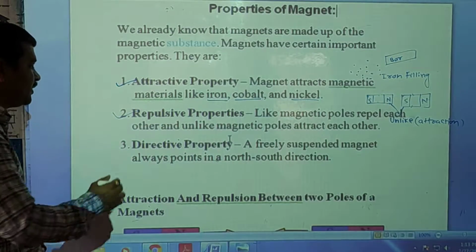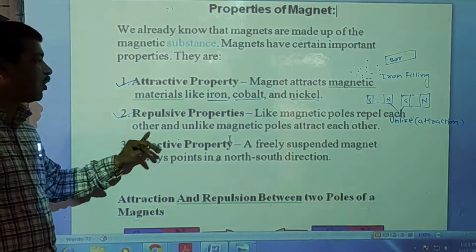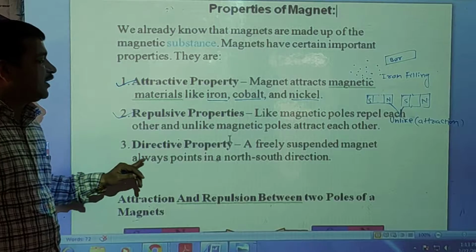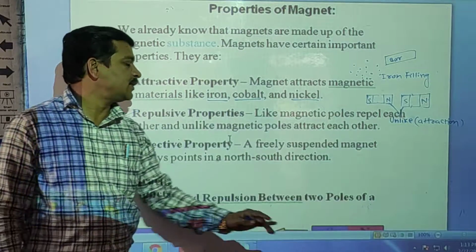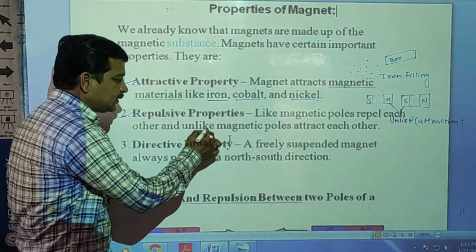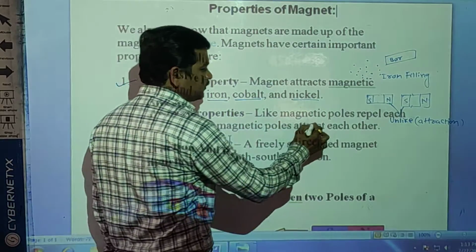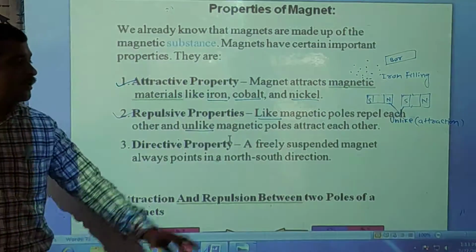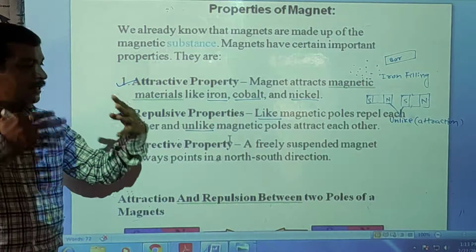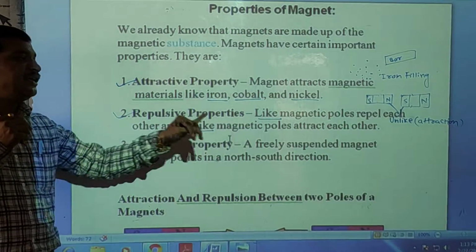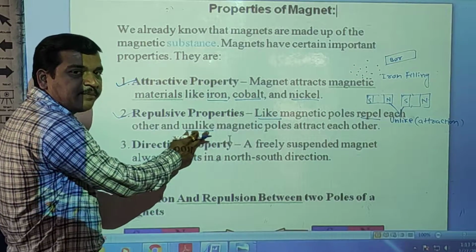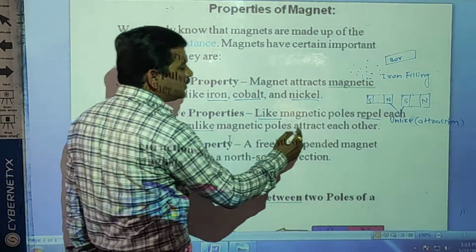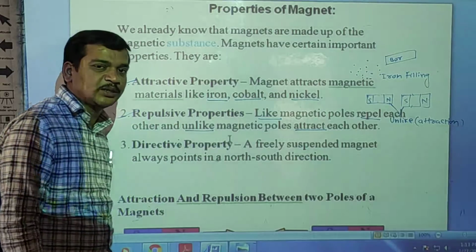Understood this property? So this is the repulsive property. Like magnetic poles repel each other, and these two words are very important, students. Like poles of magnetic poles repel each other, and unlike poles, can you see here? Unlike magnetic poles attract each other.